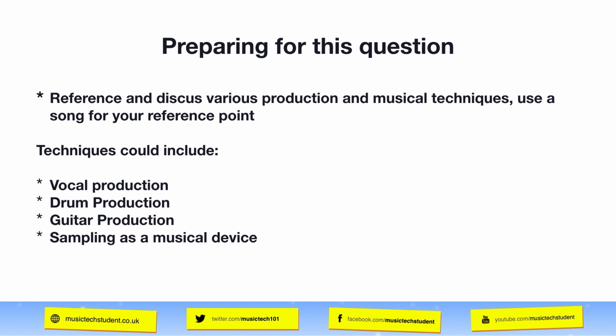So there are lots of techniques that you can look at. So I've just listed 4 here just to get you going for today's revision session. So once again, we can look at vocal production. So listen to one of your favourite songs from this decade and look at the production techniques and say how production techniques have evolved since the 1960s or something like that. You could obviously then look at drum production, you could look at guitar production, and you could look at sampling as a musical device. So that will give you loads and loads to think about, loads and loads to talk about.